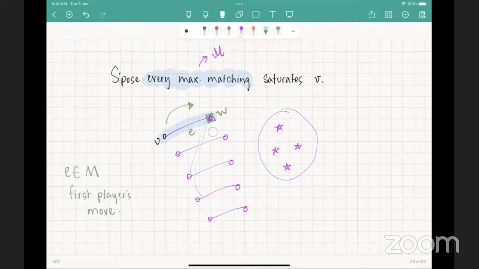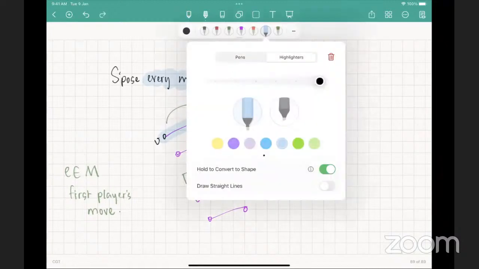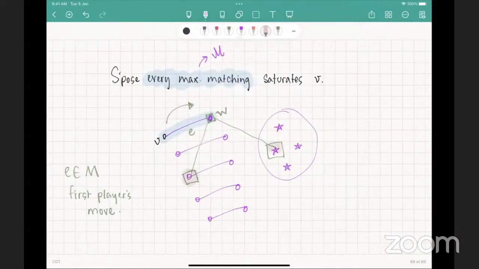But again, like I said, I want to make a general argument here. So let's say that the second player has a bunch of choices going out of W. So these could lead to either unsaturated vertices or saturated ones in terms of what is the other endpoint of W. But the main point here is that the edge along which you travel is an edge that does not belong to the matching, right? So let's say that the second player moves along any one of these edges.